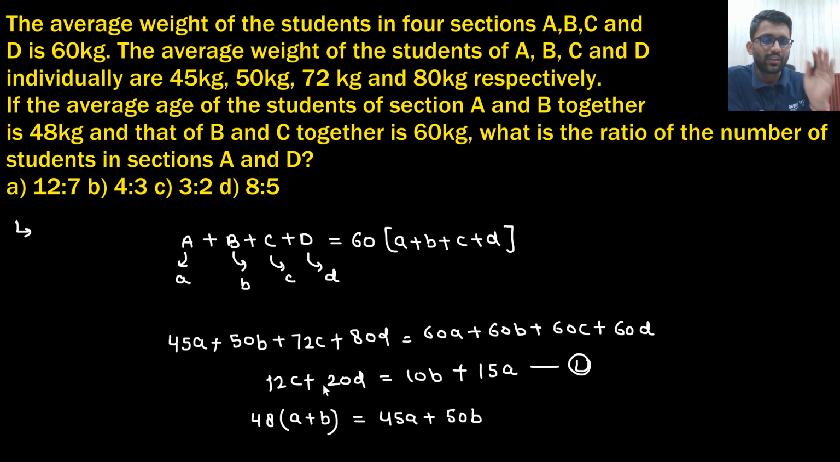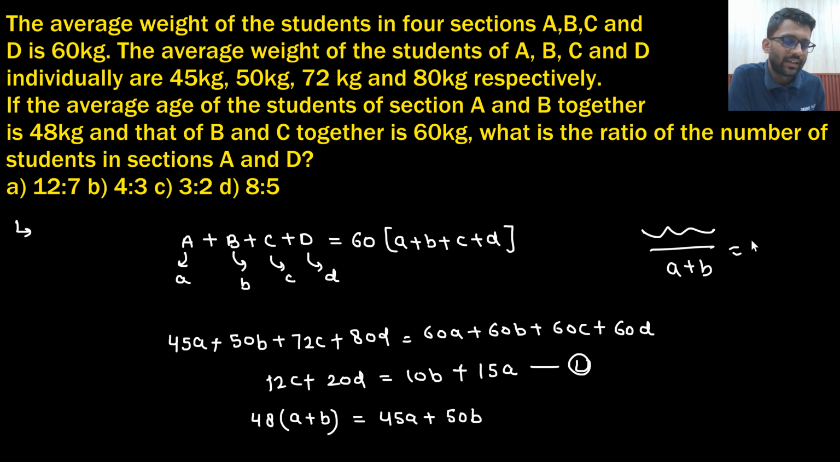Actually, this is a very good question, so you should use your brain here. The average weight of A and B combined is 48 kg. So what is the total number of students here? A plus B, and that is equal to 48. So 48 into A plus B is the total weight, and that would be equal to these two. Why would it be equal to these two?